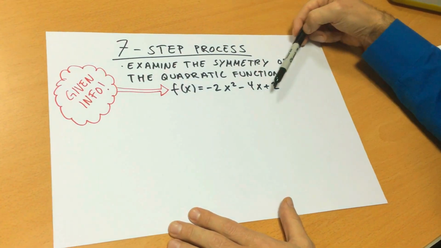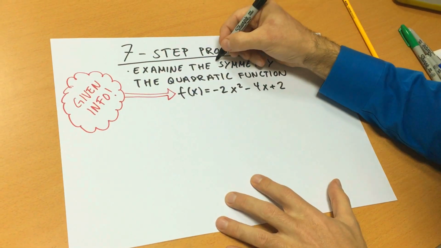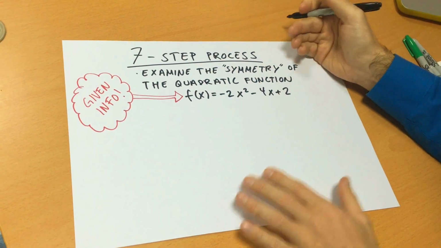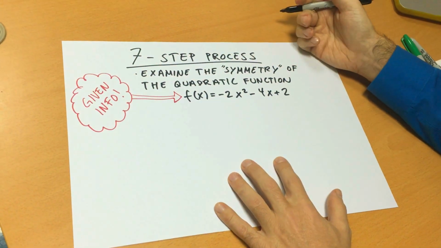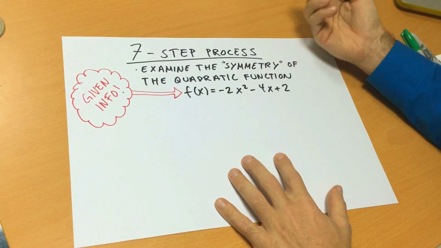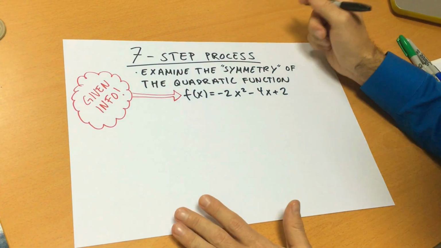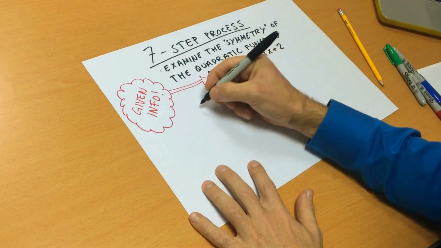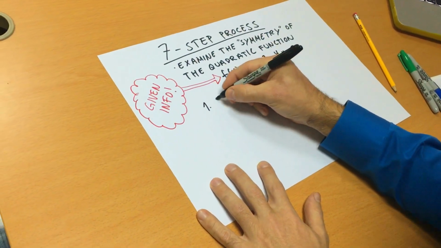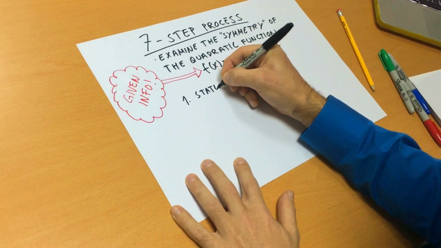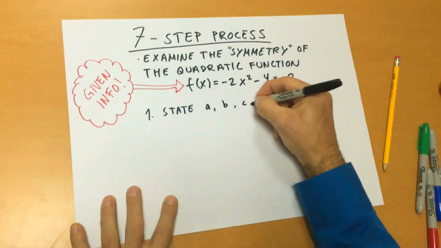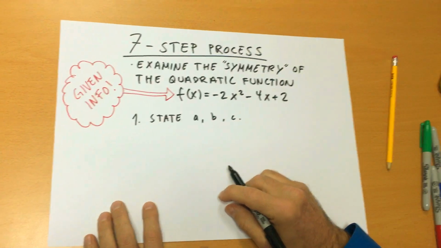So this is the given information, and we're going to examine something that we call symmetry. I put that into quotation marks because we're actually going to take out a lot of information from this guy. I use the word symmetry just to have a fancy name in there because that's how I roll. Okay, so first of all, number one, what are we going to do? We are going to state A, B, and C. Okay, so state A, B, and C.